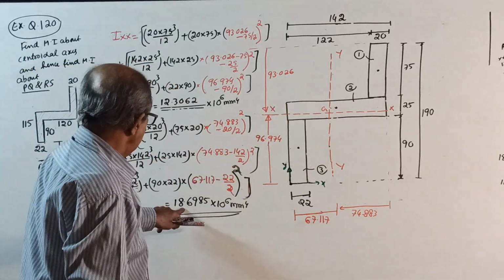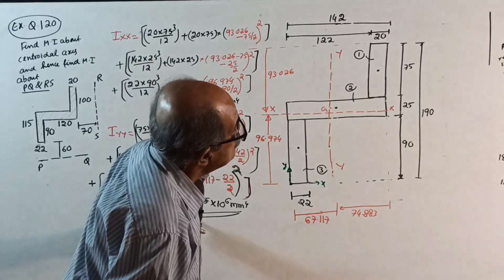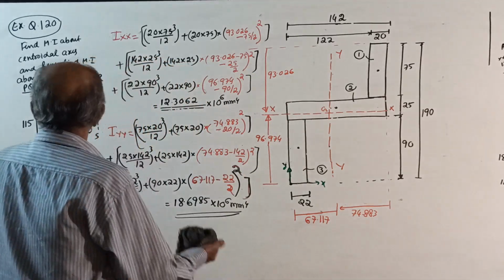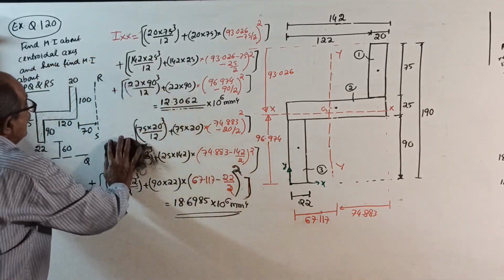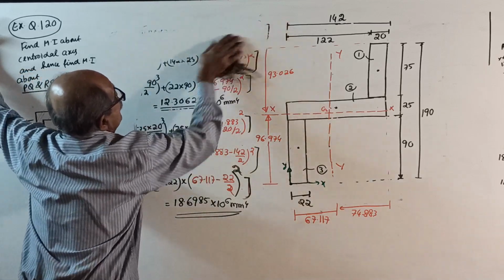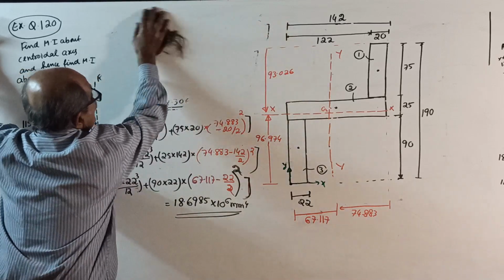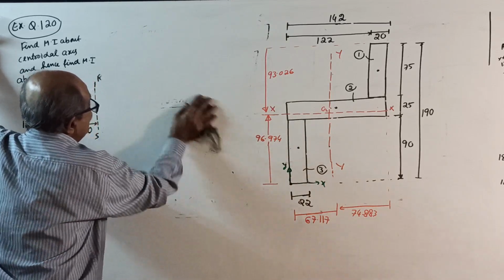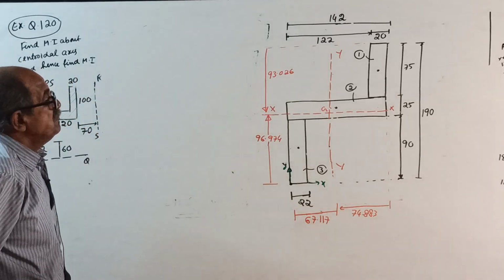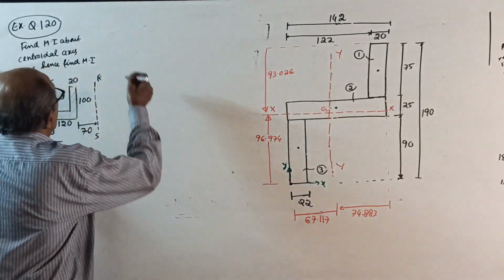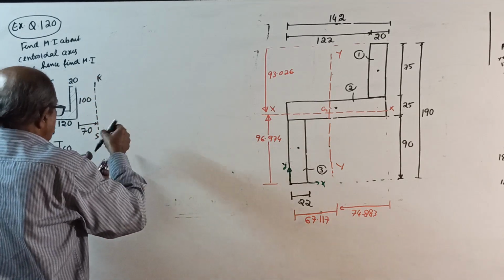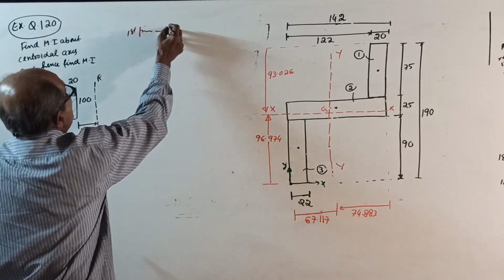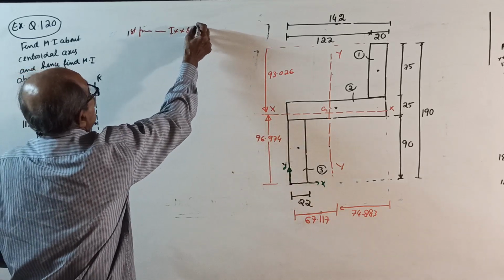See these answers I noted down: 12.3062 and 18.6985. Yes, total area is 7030. Now be very careful. I'll remove this one now. This is called a principle. How is the question, you should understand. Make a note. First part of the question is over: finding IXX and IYY.